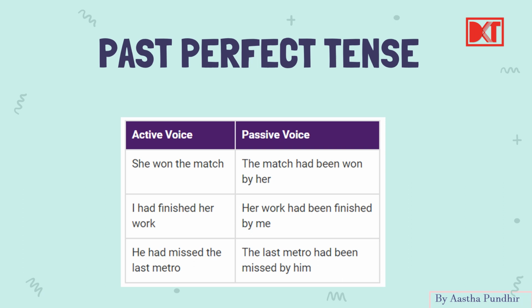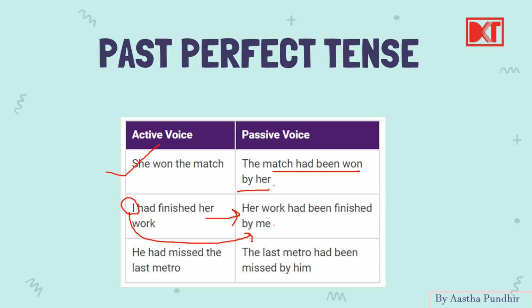Alright, so the next one is past perfect tense. Now past perfect tense, let's see how this one changes. Examples, 2 examples. She won the match. This one, it's converted to the match had been won by her. I had finished her work. Then her work had been finished by me. You see, I was changed to me. Right? He had missed the last metro. The last metro had been missed by him.